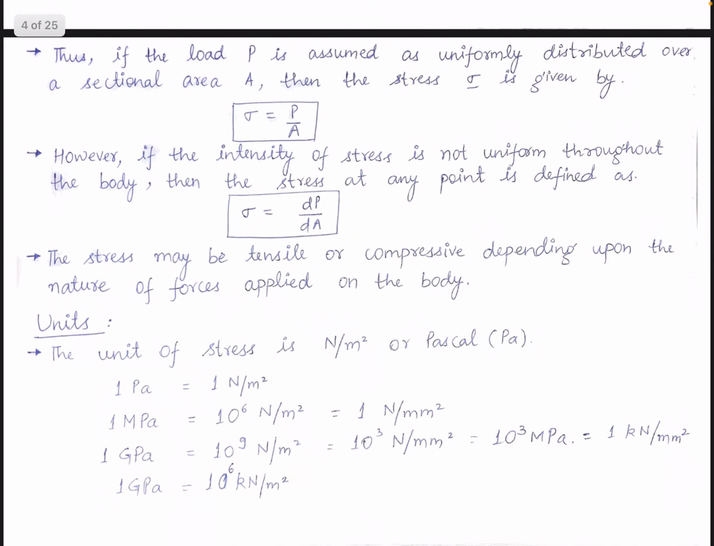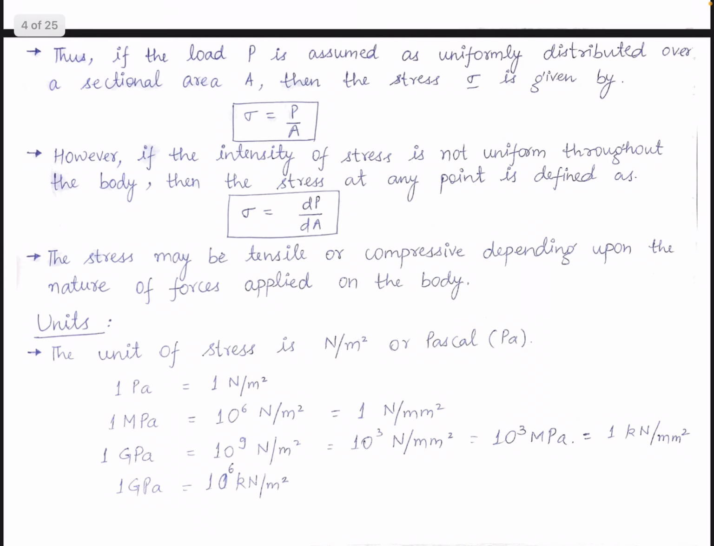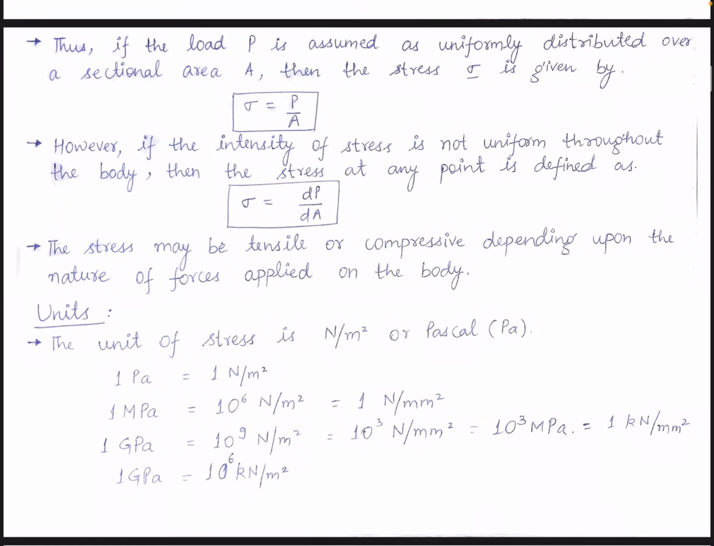Thus, if the load is assumed as uniformly distributed over the sectional area A, then the stress sigma is given by P by A. This is the average, but if the intensity of the stress is not uniform throughout the body, then the stress at any point is defined as dP by dA. This will be the ratio of force with respect to area. The stress may be tensile or compressive. This will depend on the nature of the force applied. If the force is tensile, the stress will be tensile. If the force is compressive, then the stress will also be compressive.